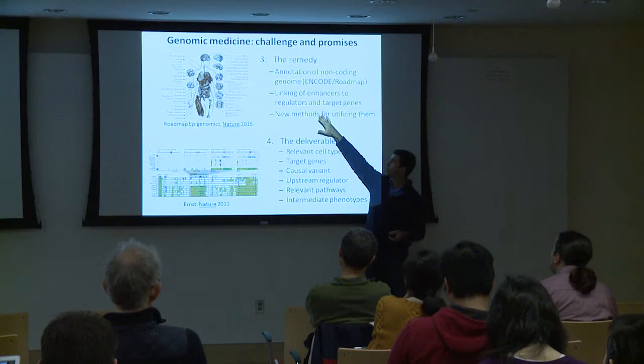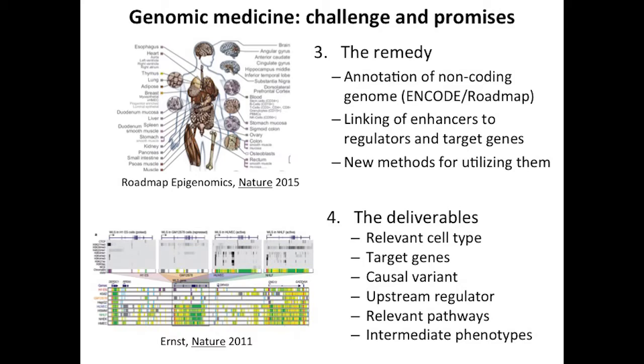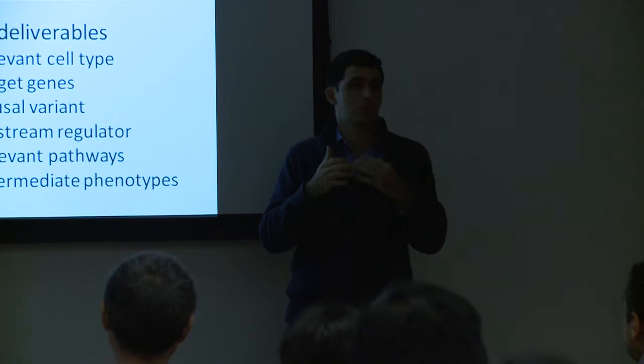And we've developed a series of new methods for analyzing these data sets in the context of genetics that I'm going to talk about today. So the deliverables that you should ask for when somebody says, here's a non-coding association, are sixfold. Number one, you want to know what is the cell type through which that genetic association is acting. Because if it acts in the liver or if it acts in the brain, you have two completely different therapeutic avenues. What is the target gene through which it's acting?